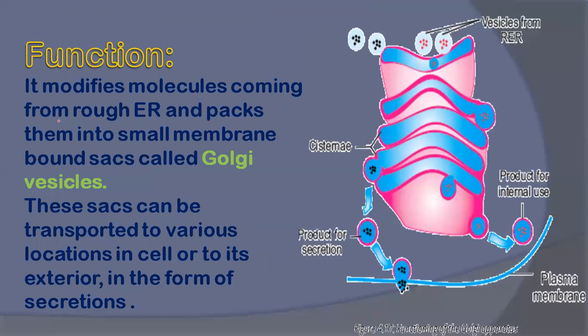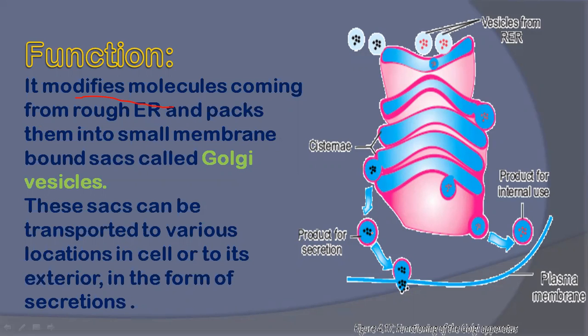So what is its function? Actually, it modifies the molecules coming from the rough endoplasmic reticulum and packs them into smaller membrane-bound sacs. If you see here, these vesicles are coming from the rough endoplasmic reticulum, and they are modified here and become part of the Golgi apparatus. Then they move inside in the cisternae, and modification means there are certain enzymes which break down all the molecules, and they remove that vesicle outside.